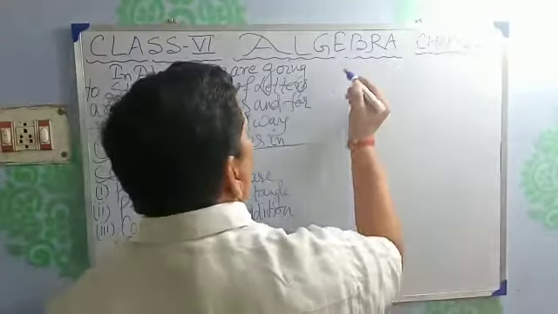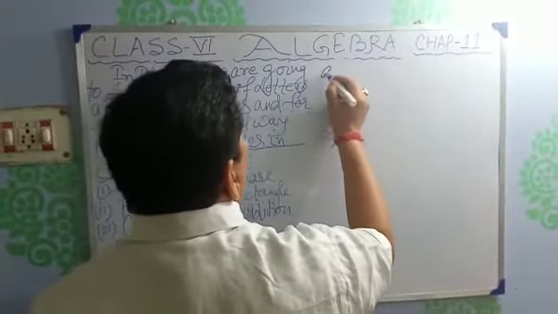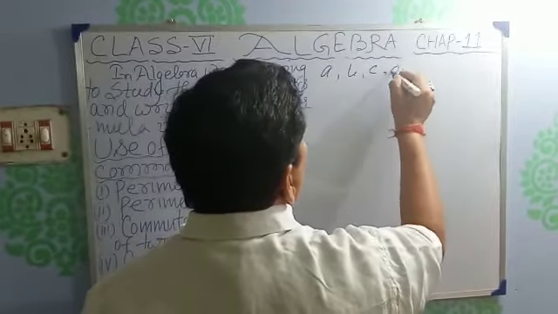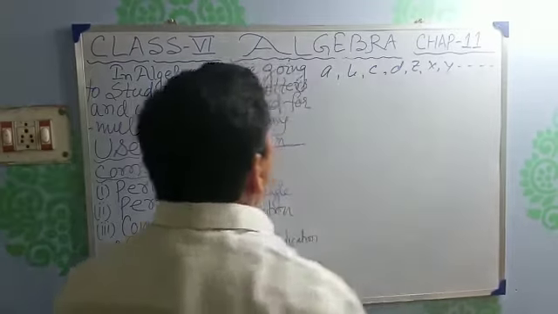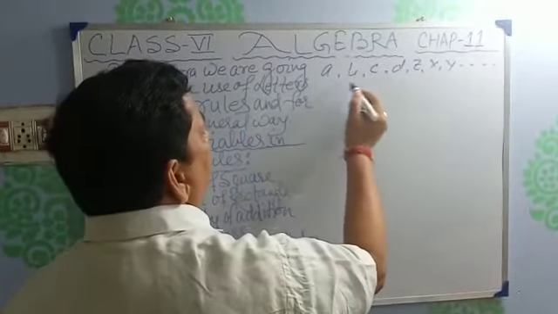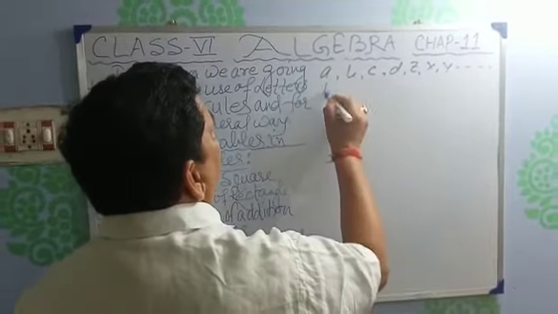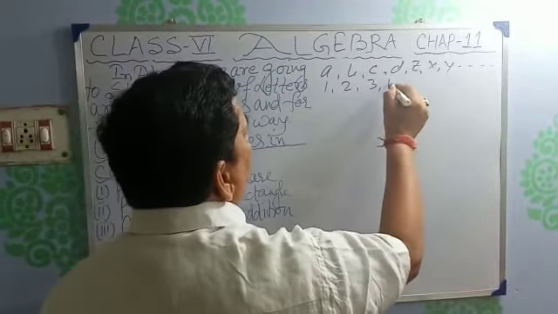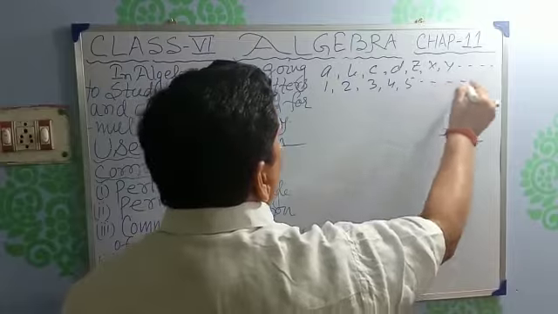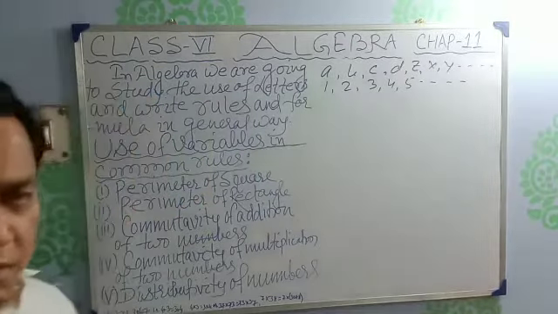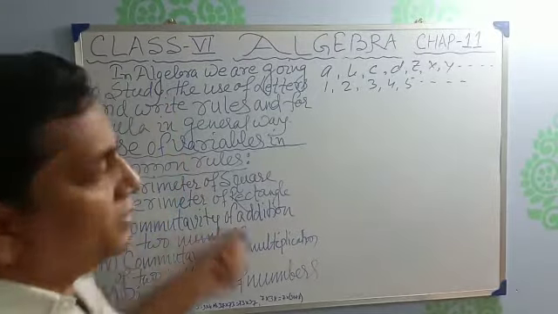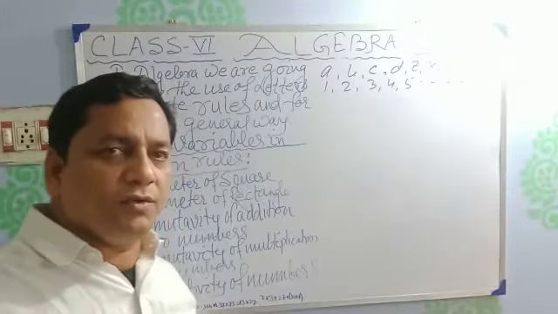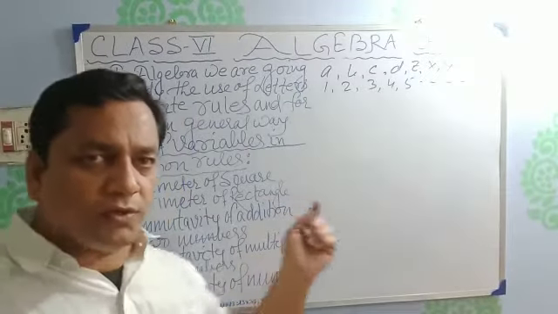So, in algebra, we will use the letters A, B, C, D, Z, X, Y, etc. and alphabets, and numbers 1, 2, 3, 4, 5. Now in this chapter we will discuss the use of variables in common rules.